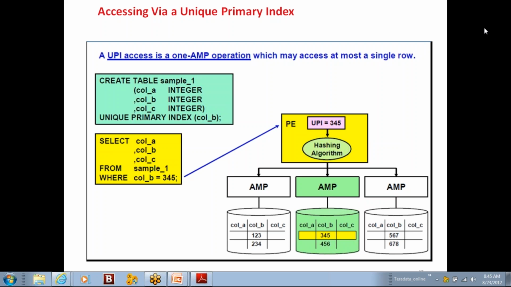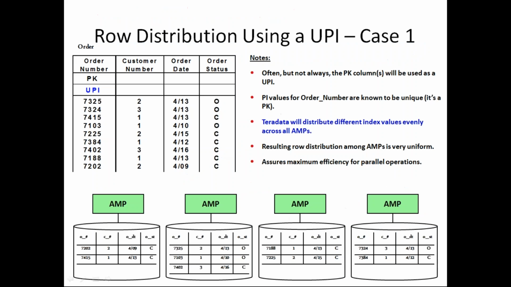Okay, so let us go ahead and see the next slide. These slides are examples of the row distributions. Here we have an order table, with order number, customer number, order date, and order status as the columns. Order number is the primary key here, so it is unique. So I may choose a unique primary index on the order number. If I choose order number as the unique primary index, the data distribution is like this.